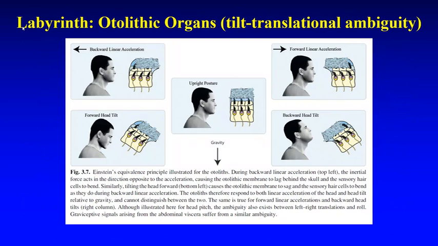The membranous labyrinth, which contains the otolith organs, suffers from an inherent tilt translation ambiguity.